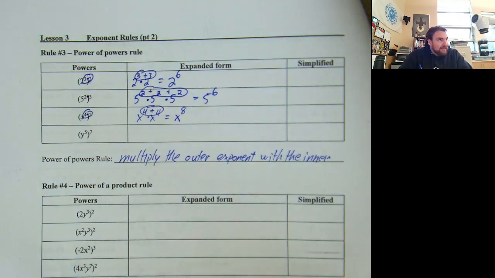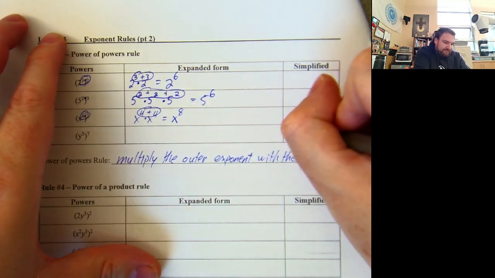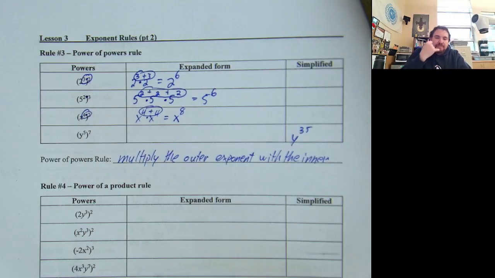Anyone want to take a guess at what they think the last question should be? It will be y to the 35. Nice and easy, right? Let's make it more interesting. Stop me if you've got questions.